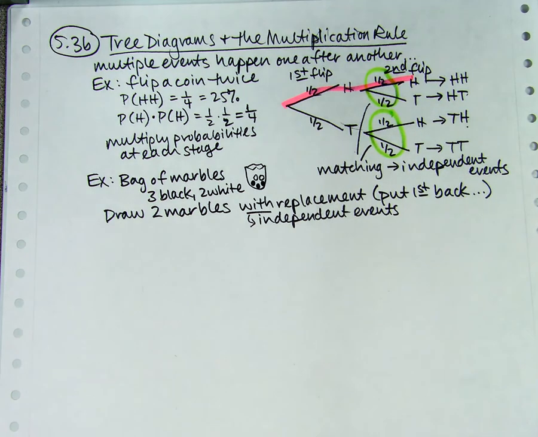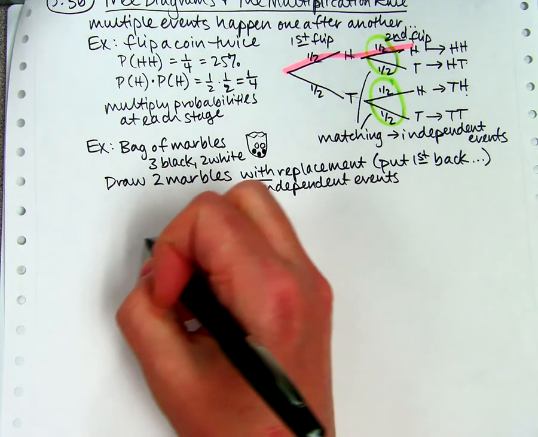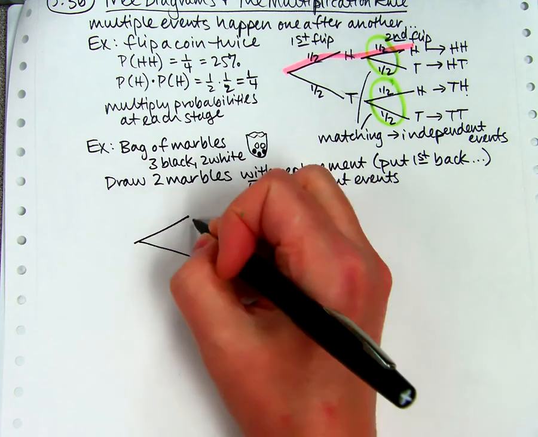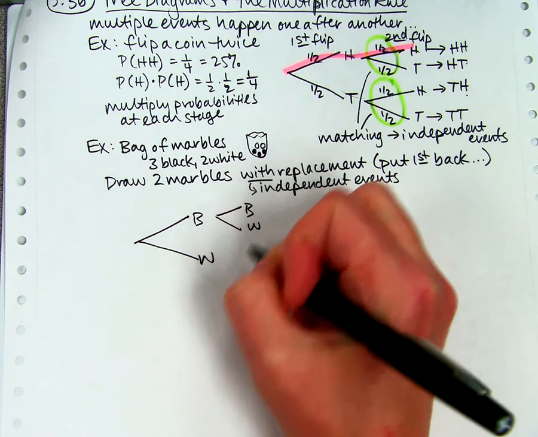And then we'll talk about what happens if you don't put it back. That's the third example. So here's my tree diagram. That's one of the things we're working on today. Black, white. Second draw might be black or white.